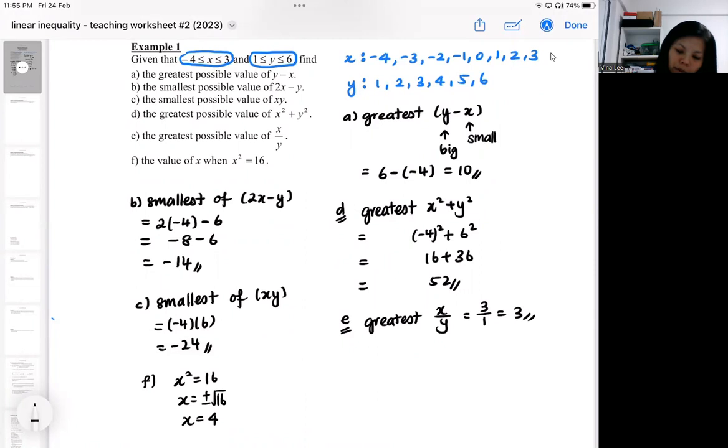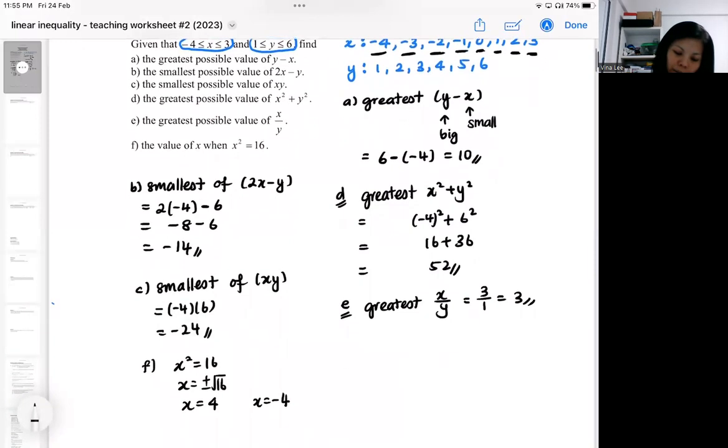So I should get a positive 4, I should get a minus 4. Then you got to go back to the range of x to see which one is valid. If you go to the range of x, you realize that x can be a negative 4, but 4 is not inside the range. So you actually got to reject.